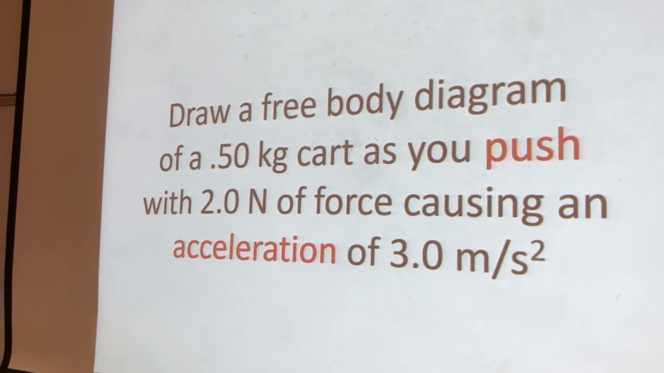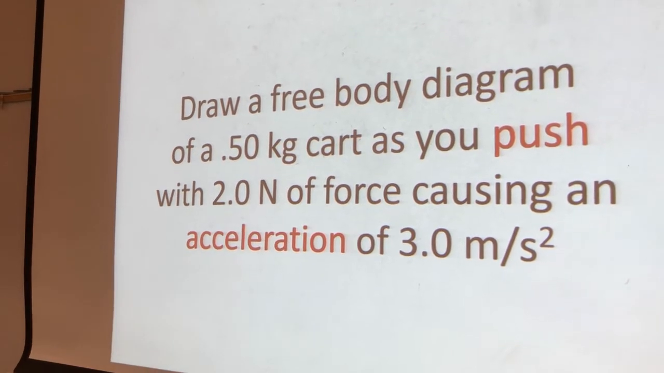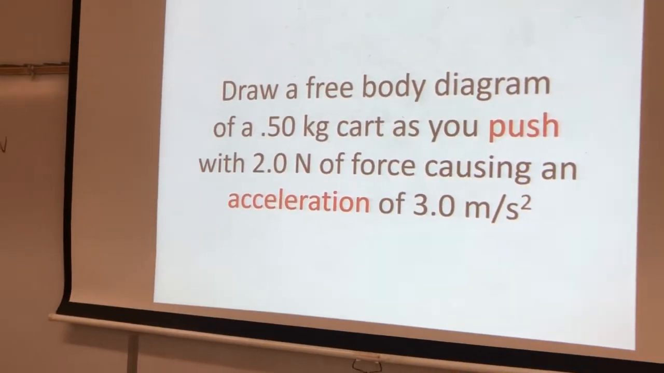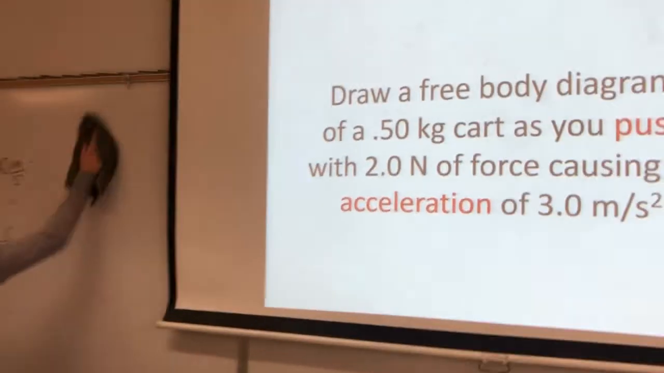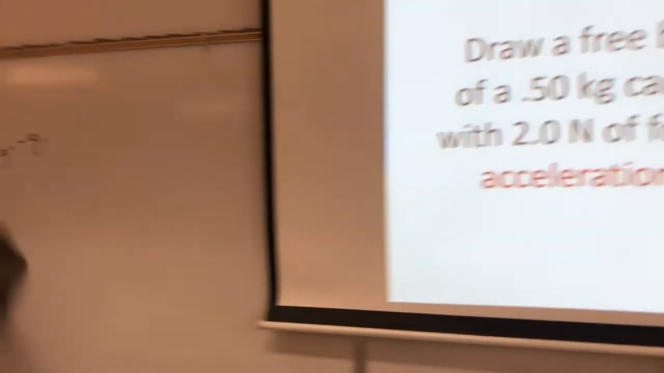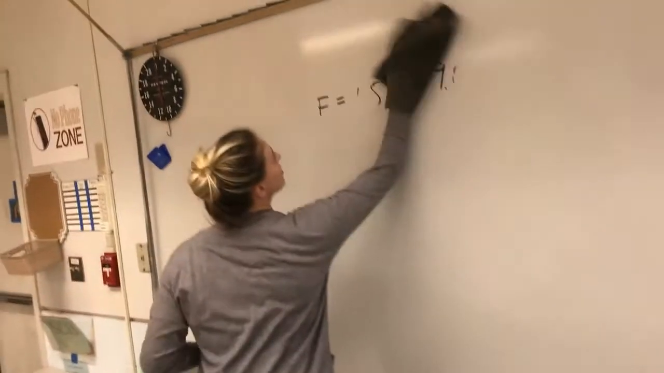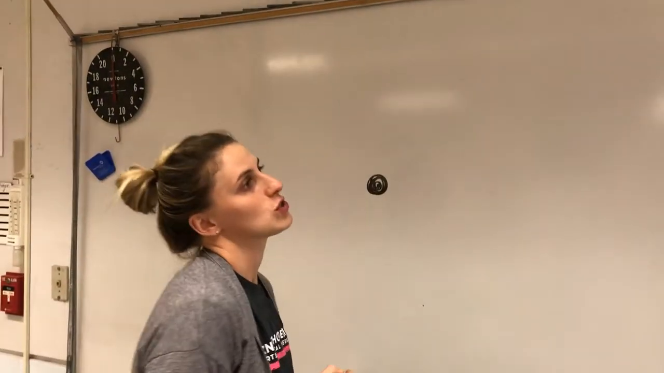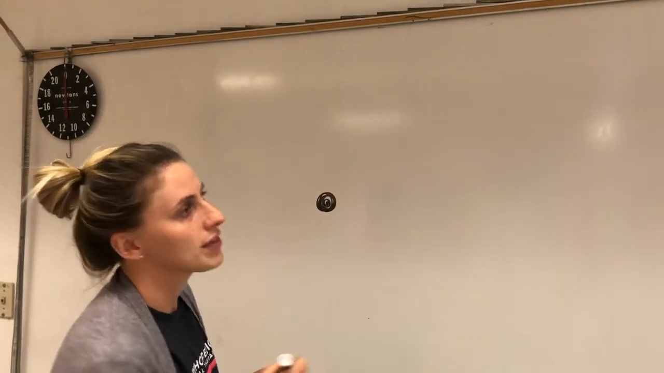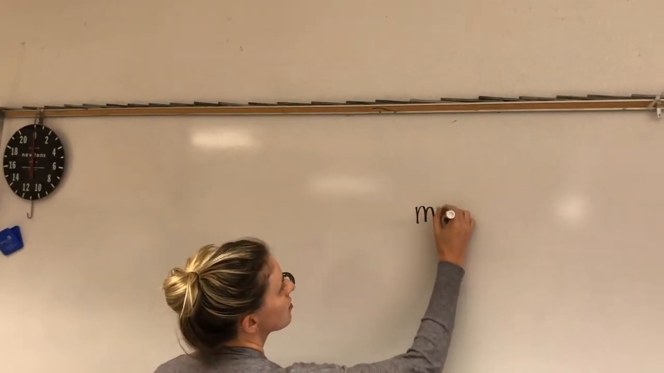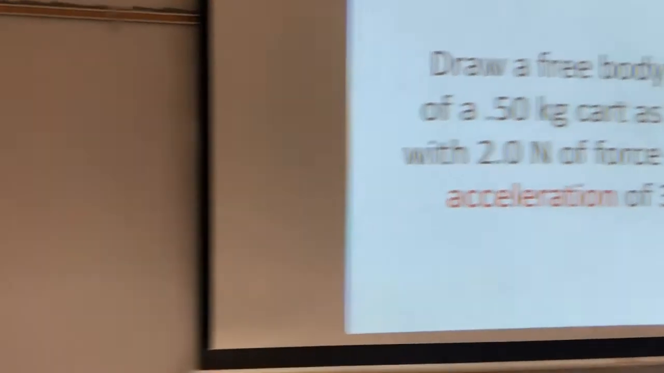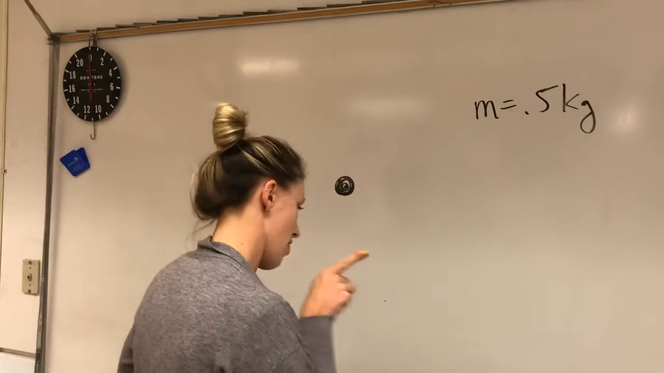Draw a free body diagram of a 0.5 kilogram cart as you push with 2 newtons of force, causing an acceleration of 3 meters per second squared. Free body diagram. That starts with a dot, doesn't it? If you don't know what to do, start with a dot. It's a good place to start. So the mass is 0.5 kilograms. You're pushing with 2 newtons. You can make that to the right.